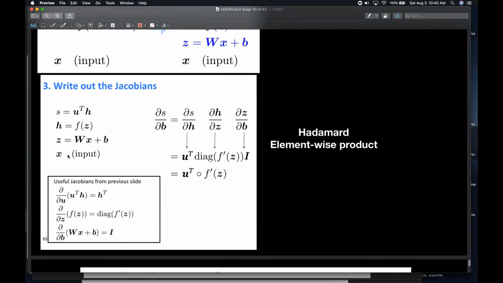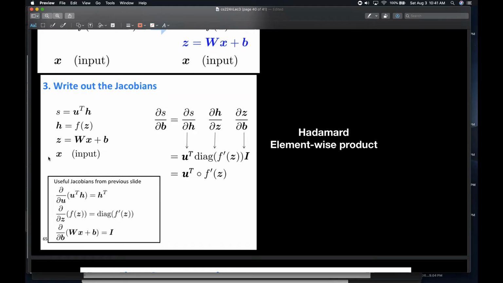So this is what it was, right? X, you passed it, you got z, you got h, and then finally you get back this s. And if you were to take the differentials, this is what you would get. Now you want to do ds by db, we are doing it with respect to the bias. If you follow the chain rule, ds by db is basically ds by dh, that's what you get here, and then h with respect to z, and then z with respect to b.